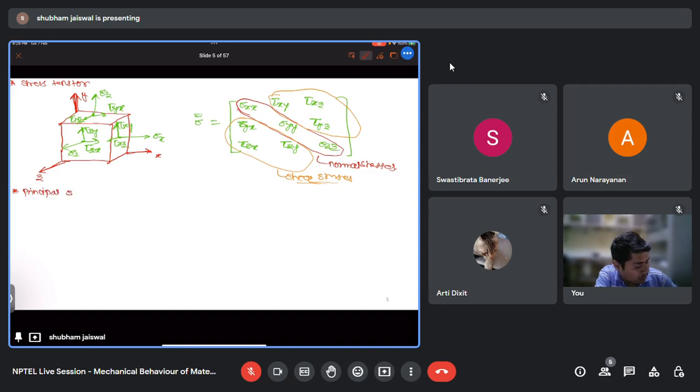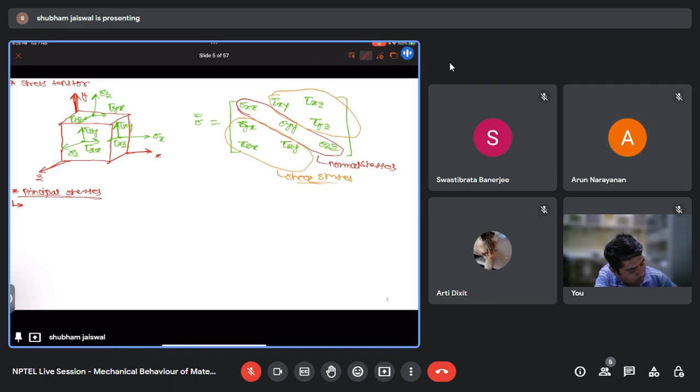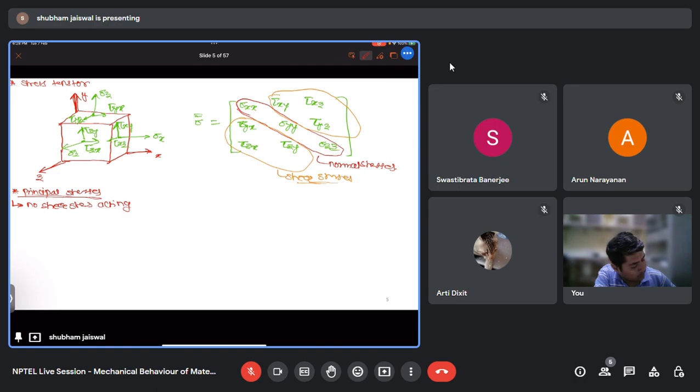So then we came across the concept of principal stresses. So what are principal stresses? Anyone? Only normal stresses. It means no shear stress is acting, and the plane of action of principal stresses is known as the principal plane.